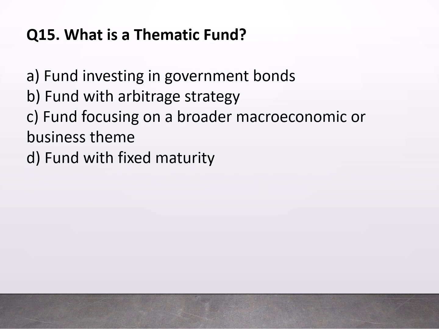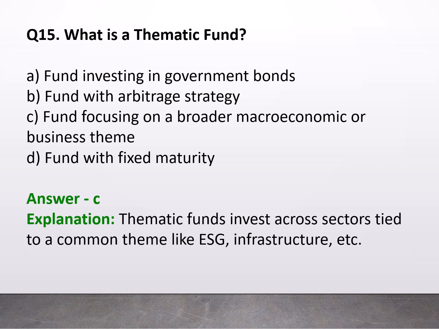Next question. What is a thematic fund? Option A, fund investing in government bonds. Option B, fund with arbitrage strategy. Option C, fund focusing on a broader macroeconomic or business theme. And option D, fund with fixed maturity. Correct answer is option C. Thematic funds invest across sectors like ESG, infrastructure, etc.